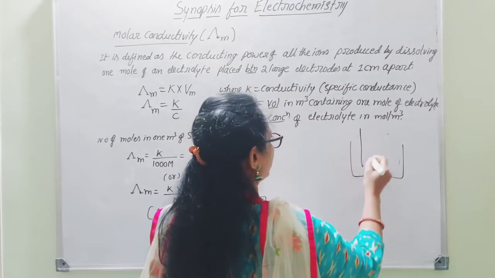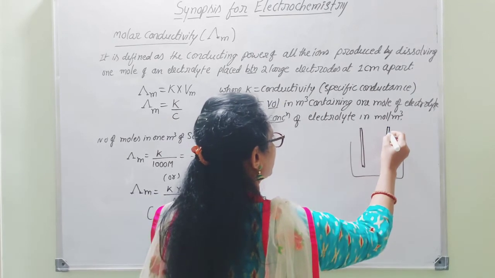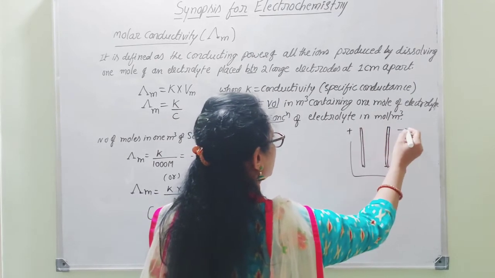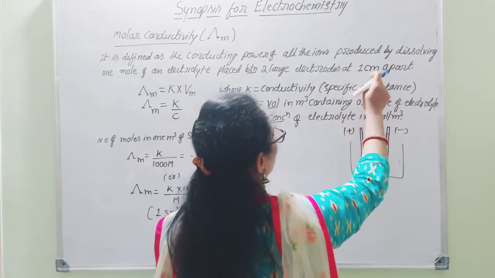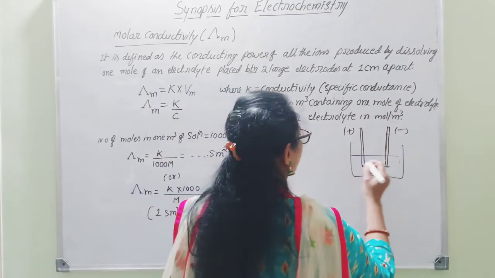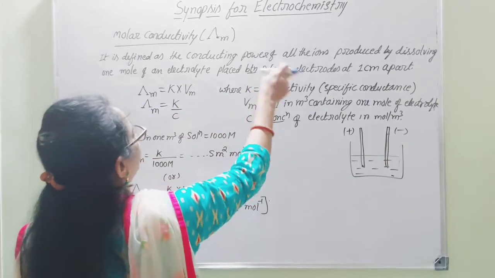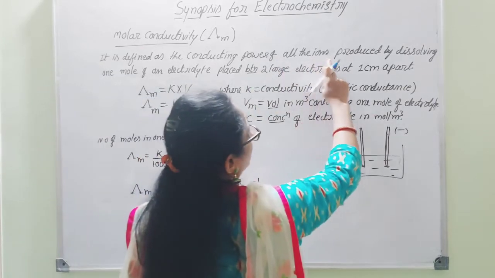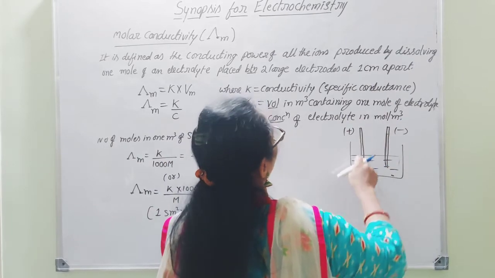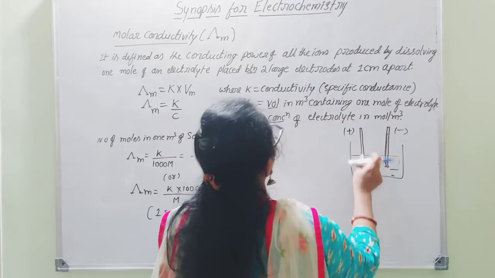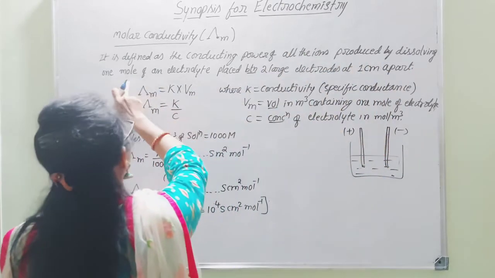If you are conducting, it is considered as a cell. We are taking 2 electrodes, one is the anode and the other is the cathode, and these 2 electrodes are separated by 1 centimeter. In this we have taken the electrolyte solution, which contains the ions that are produced. Let us consider we have dissolved NaCl in water. So here we are considering the conductance of all the ions produced by dissolving 1 mole.